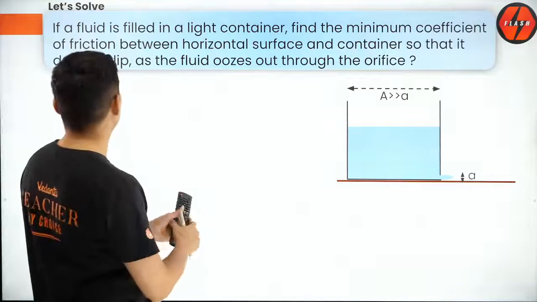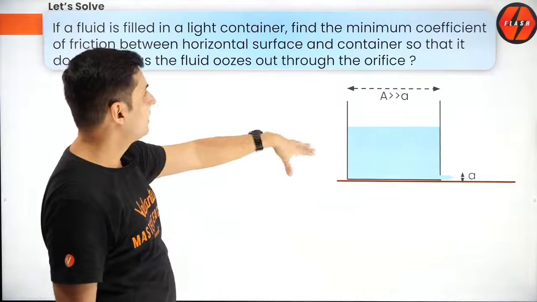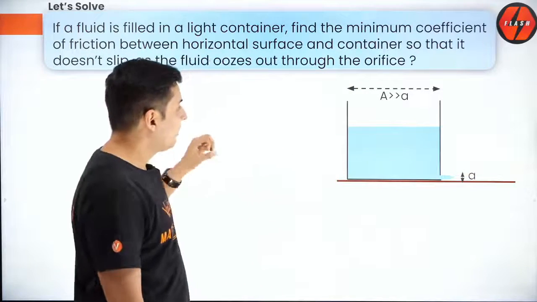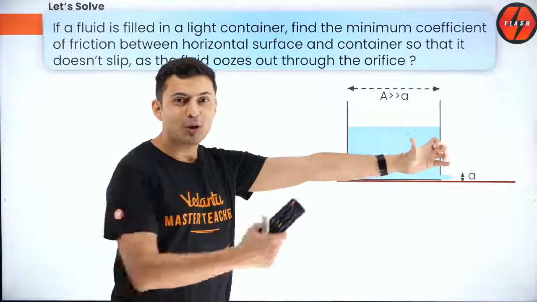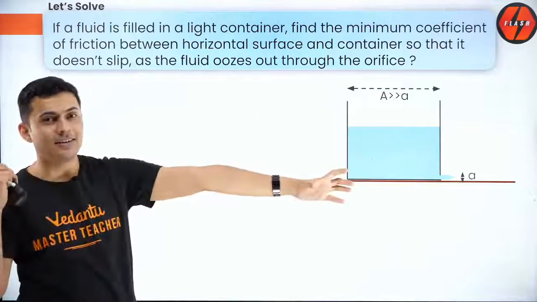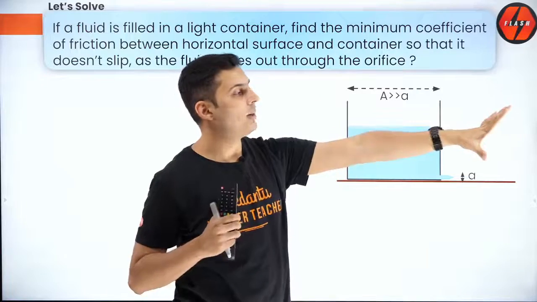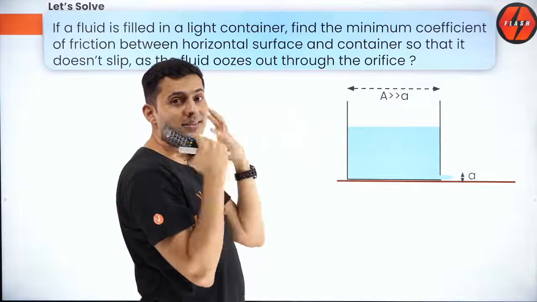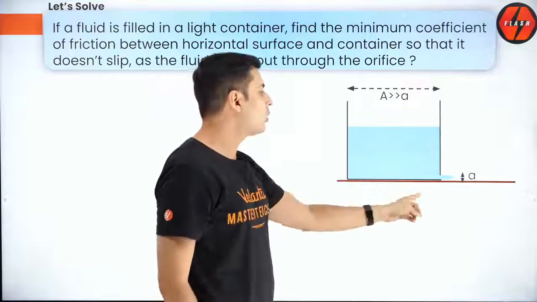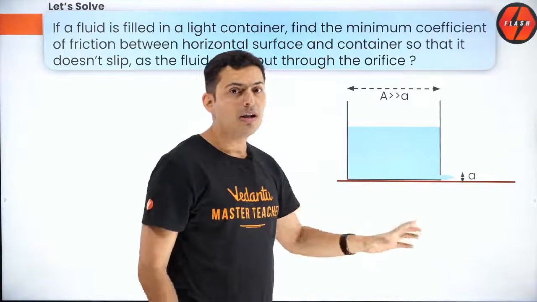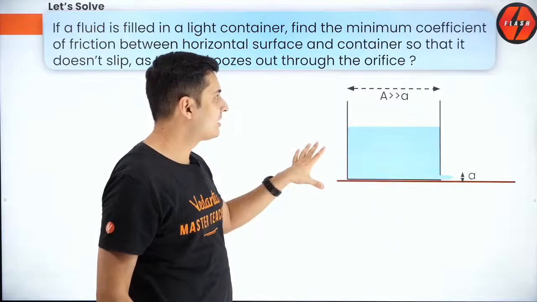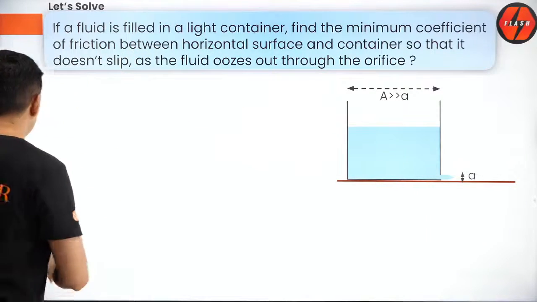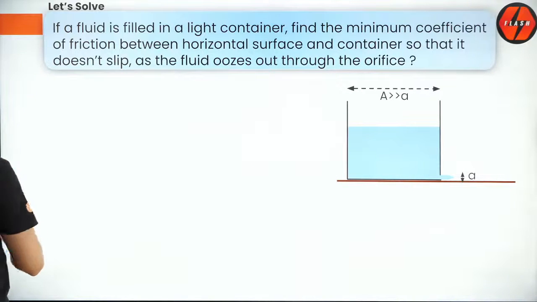Now look at this problem. The liquid comes out from the bottom. Now when the water comes out, it's going to create a thrust force on the container. Because the liquid goes that way, it will create a thrust force this way, and the container would tend to move towards this side. Now there must be some coefficient of friction below, without which the container will start moving. So the question is, find that coefficient of friction. Let's try this out.